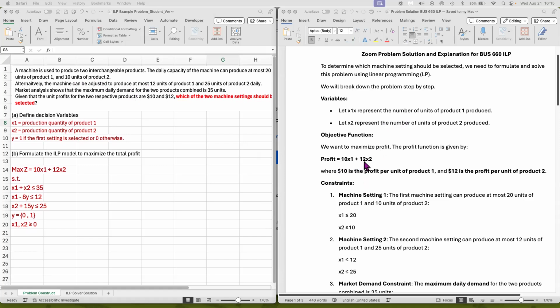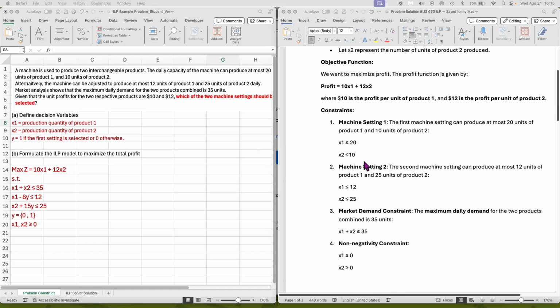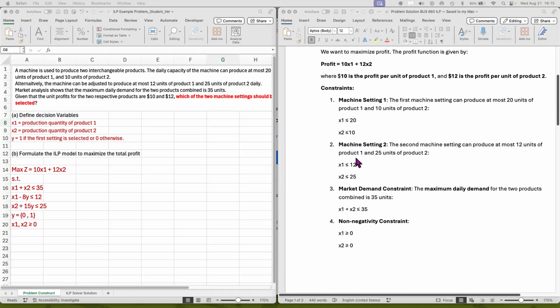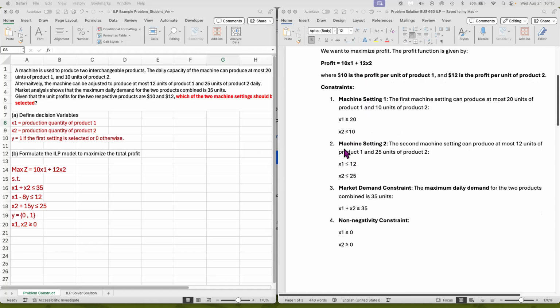Now, when we get to the profit, we have a value in here that I think may cause some confusion. And that value is 12. Because when we start to go through the process, we see that x1 is greater than or equal to 20, x2 is greater than or equal to 10. x1 in the machine setting 2 is greater than or equal to 12, and x2 is greater than or equal to 5. So I don't want anybody to get off track. We're going to get to that and why that 12 and 25 are there and how that's calculated.